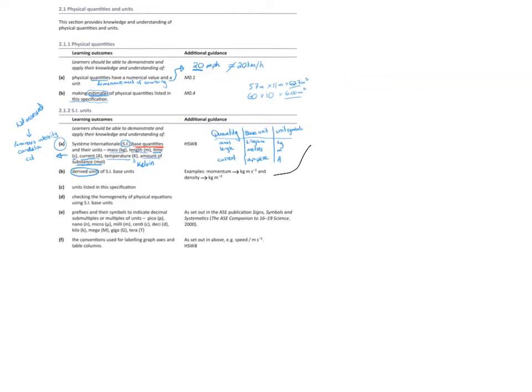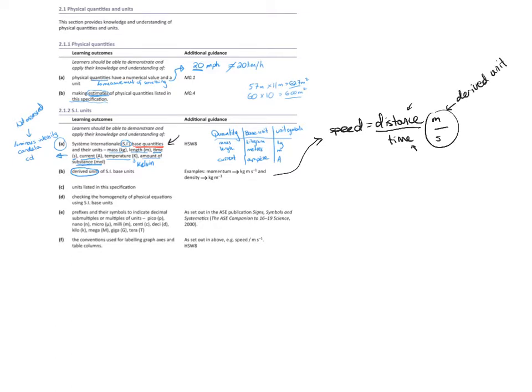So we have a quick look. Speed is a derived quantity: distance divided by time. Distance being a base quantity, time being a base quantity, like we saw in this section. But we also know that they have their own base units, SI units. So for example, distance is in meters and time is in seconds. So I end up with meters per second as my derived unit.